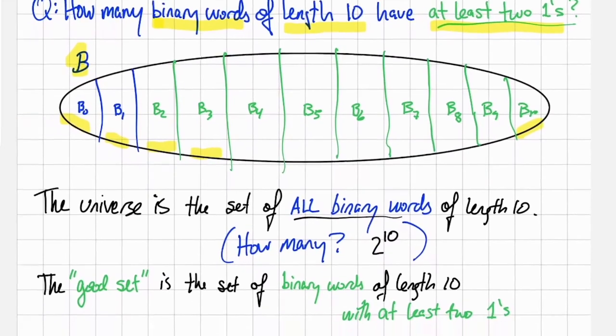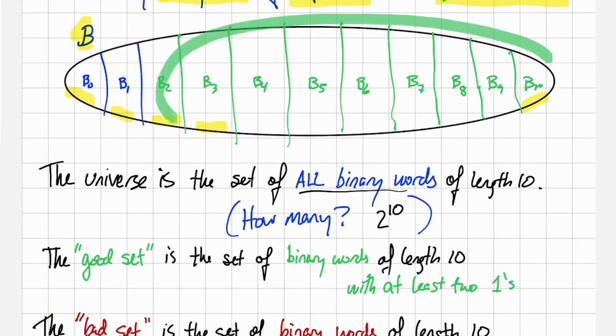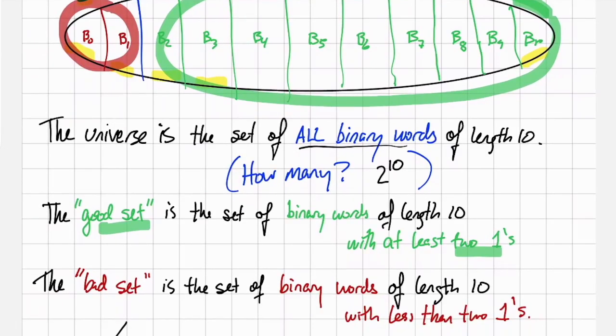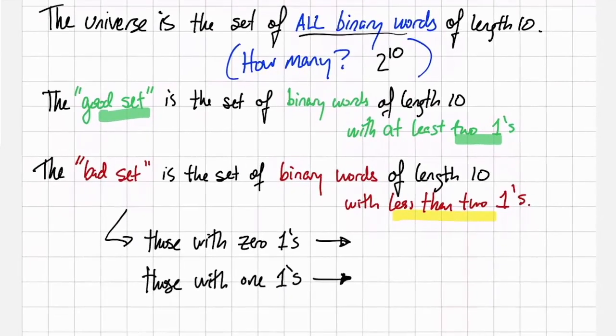We want to count the number of words in this part of the diagram. That's the good set. It's the set of binary words of length 10 with at least 2 ones. Let's ask ourselves, what is the complement of this good set? In this case, the bad set is the set of binary words of length 10 with less than 2 ones, which we can break down into those with 0 ones and those with 1 one. Which words have 0 ones? They have to have all zeros. So there's exactly 1 of these.